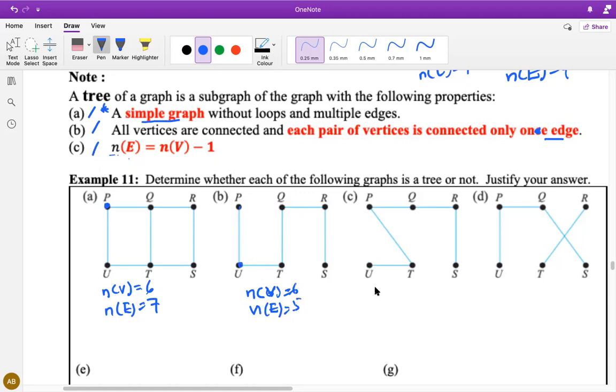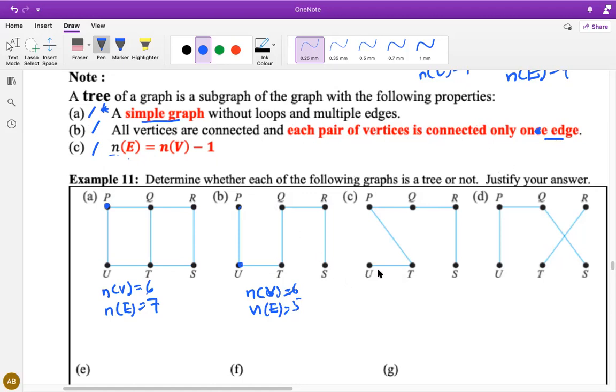Okay, so let's go to C. Is it a tree? So the first thing you see, any loop or not? No. So this is a simple graph. Then each pair of vertices is only connected with one edge. So if A has multiple edges, then of course B is wrong already, right? Because if there are multiple edges or a loop, that means the vertices are not connected by only one edge but two, or more than two.